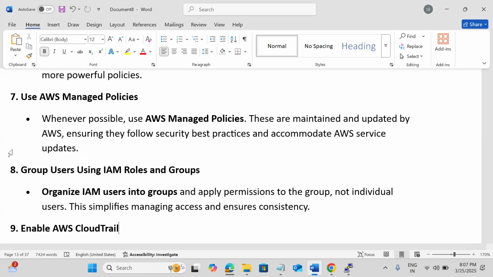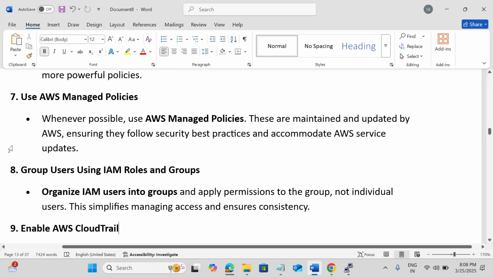Is it clear? So we can't generally tell these permissions. That's purely project specific.